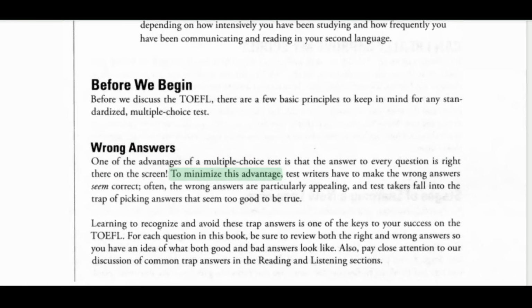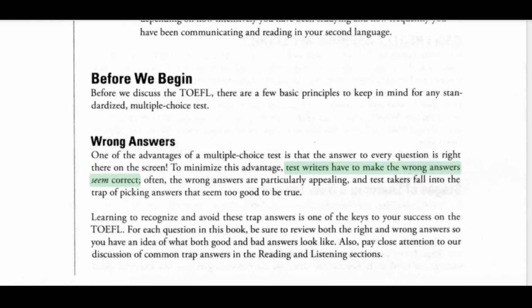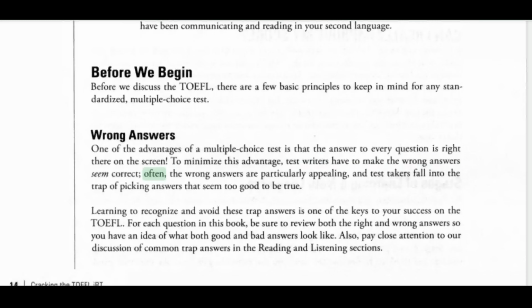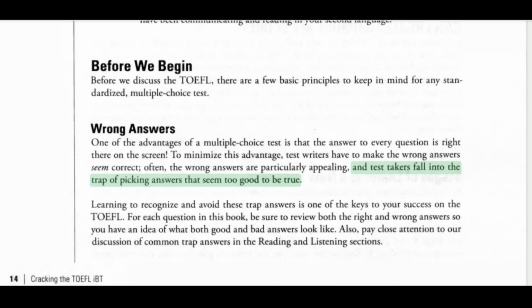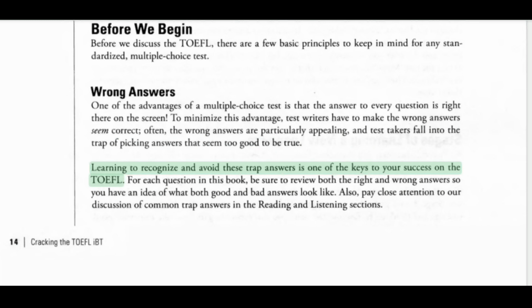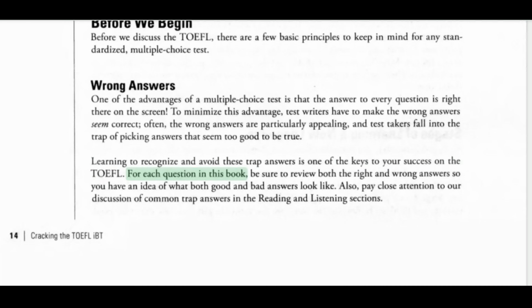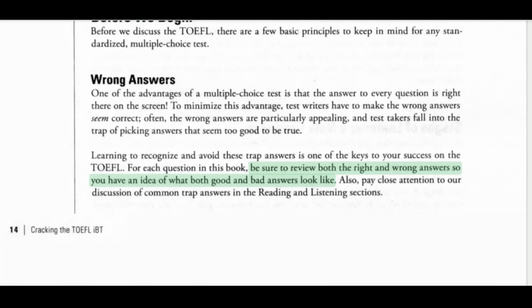To minimize this advantage, test writers have to make the wrong answers seem correct. Often, the wrong answers are particularly appealing, and test takers fall into the trap of picking answers that seem too good to be true. Learning to recognize and avoid these trap answers is one of the keys to your success on the TOEFL. For each question in this book, be sure to review both the right and wrong answers so you have an idea of what both good and bad answers look like.